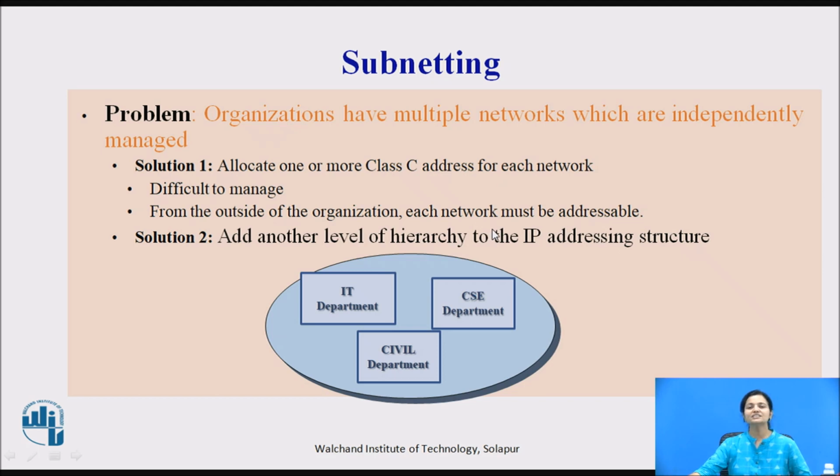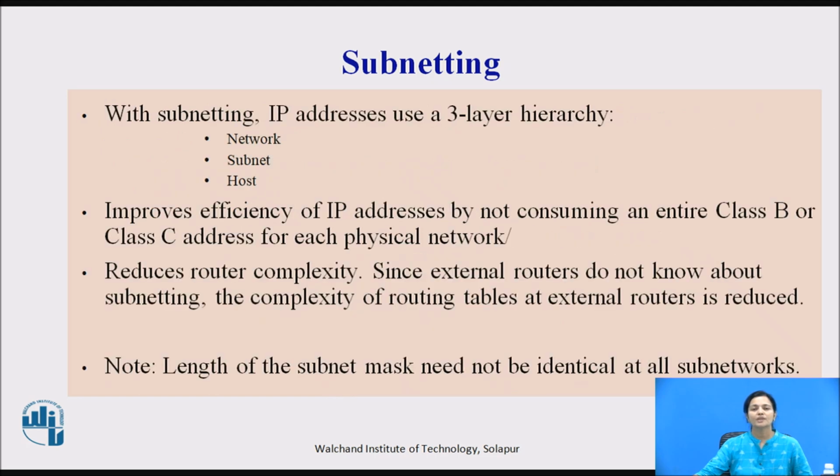From the outside we see a single network, but inside the institute or corporate we handle the parts separately. So we are putting some hierarchy into this main network and its sub-networks. When we do this, we divide the IP address into three parts. First is the network, meaning the main network address. Then the sub-network address, and then the specific host we are going to identify.